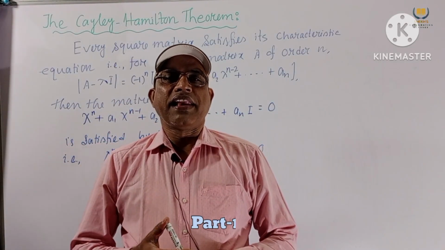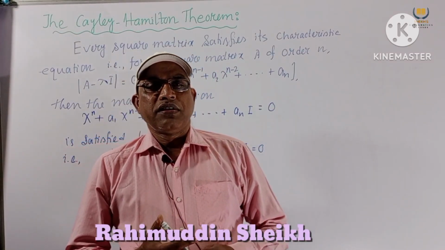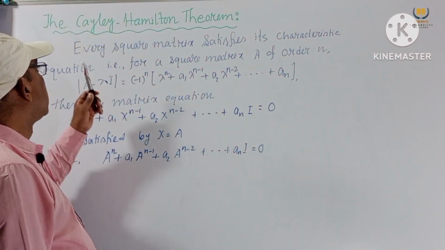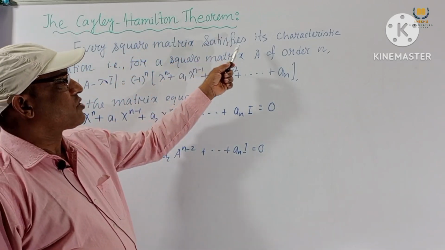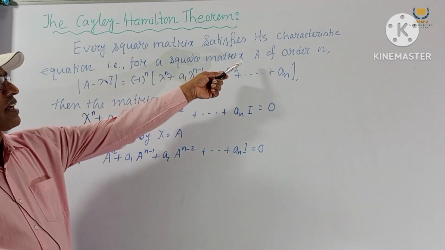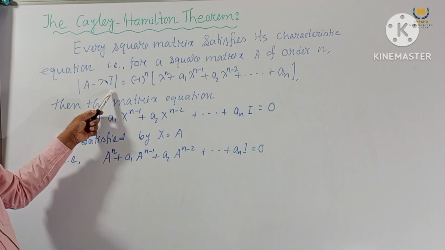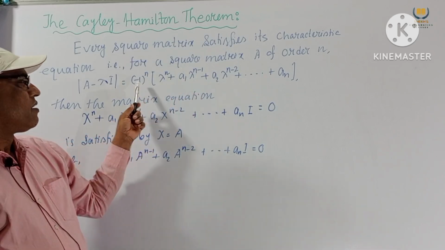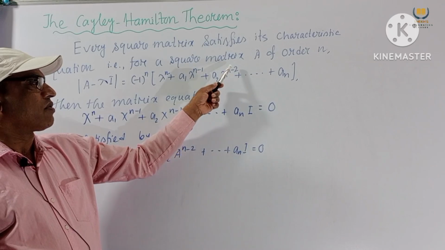Today we start the Cayley-Hamilton theorem, a new topic, new portion. The Cayley-Hamilton theorem states that every square matrix satisfies its characteristic equation. That is, for a square matrix A of order n, determinant of A minus lambda I is the characteristic equation. If we expand, we get (-1)^n lambda^n + a1 lambda^(n-1) + a2 lambda^(n-2) + ... + an.